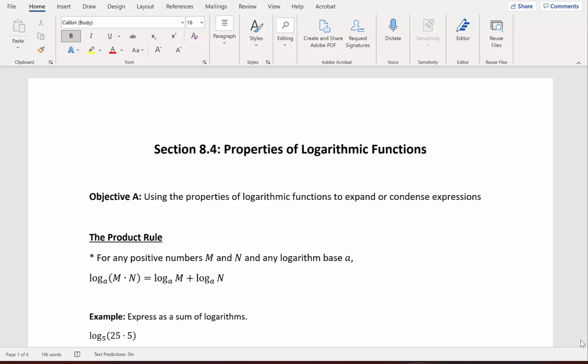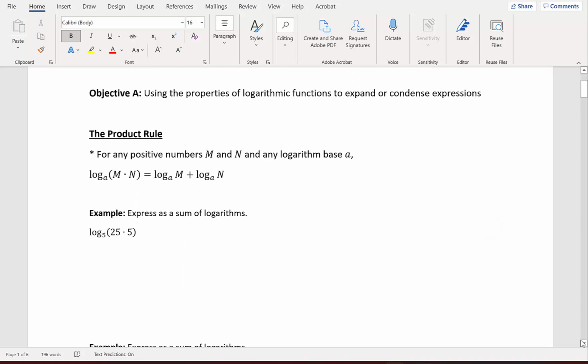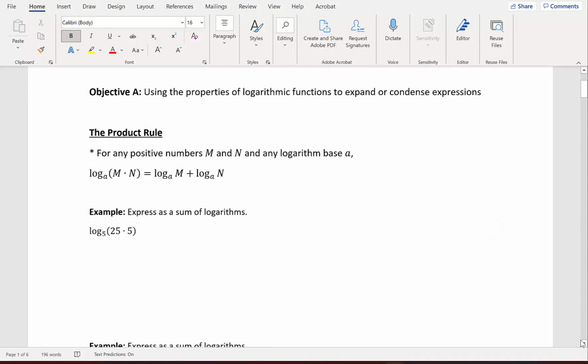Now, for any positive numbers m and n, and any logarithm base a, log base a of m times n is equal to log base a of m plus log base a of n. So when you're multiplying within the log, you could expand it out with addition. So let's take a look at an example.